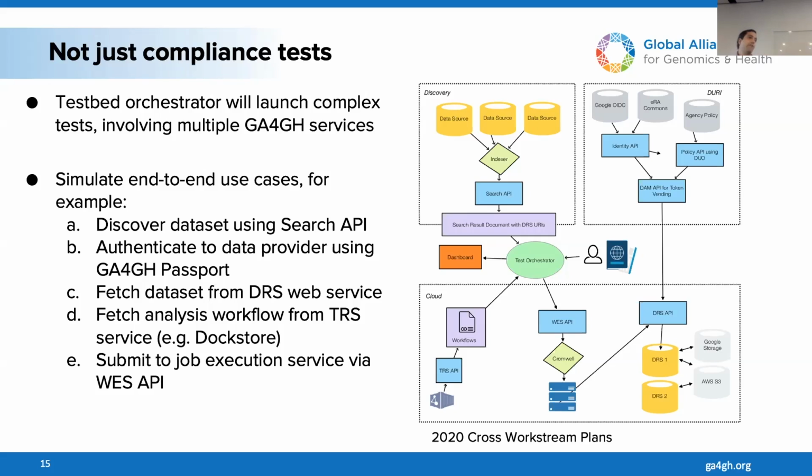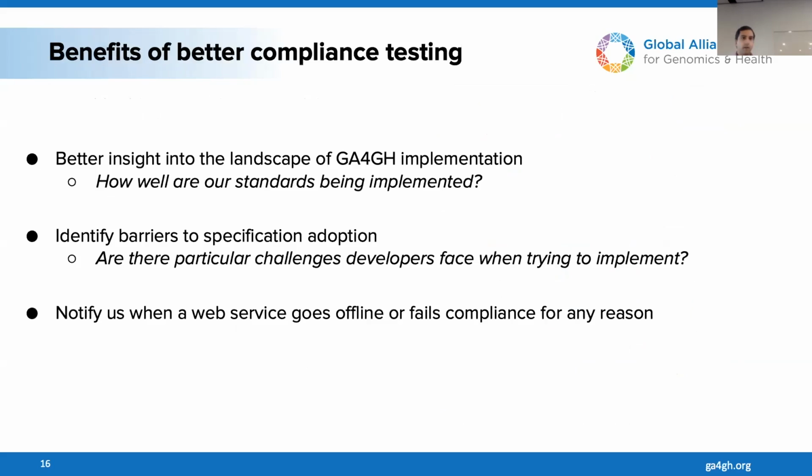And now that we have the data set that we want to analyze and we have the analysis workflow itself, we can find some place to run that workflow, like a WES API or a workflow execution service. So this is integrating many GA4GH APIs and then essentially validating that they all work and that they're all interoperable with one another via a testbed orchestration system. So how would the better compliance testing and having these interoperability testbeds and tests aid our work at the GA4GH?